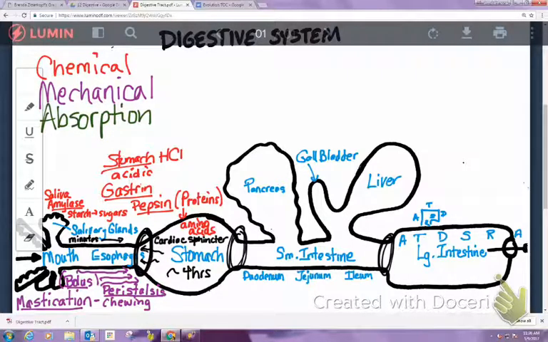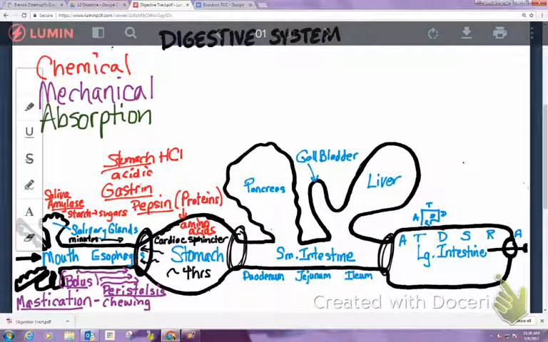Untreated acid reflux can result in esophageal cancer because your stomach has a protective mucus layer but your esophagus doesn't. And so if you're constantly getting acid up into your esophagus, it can burn and damage your esophagus, and it's no bueno. Usually by the time they find esophageal cancer, it's already metastasized and spread to other organs.